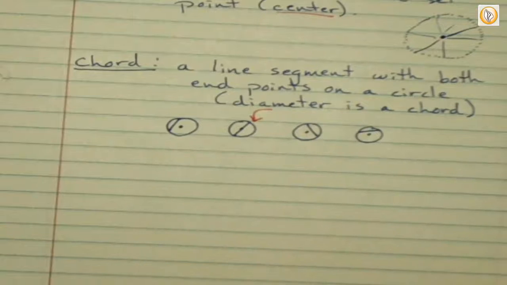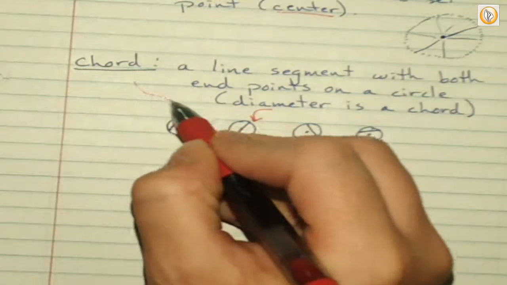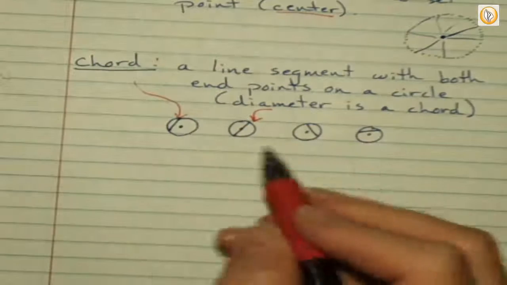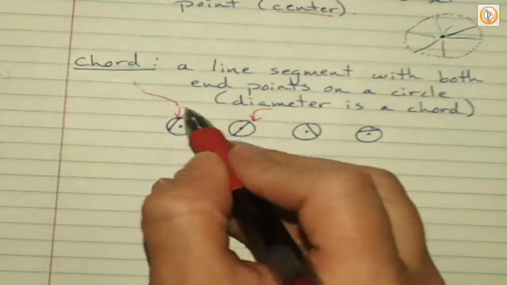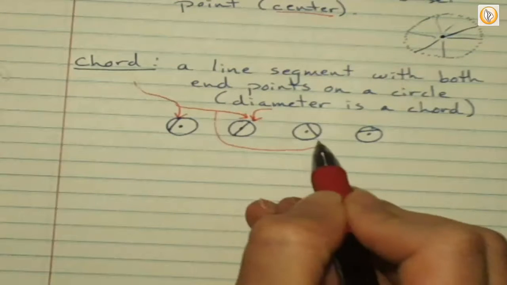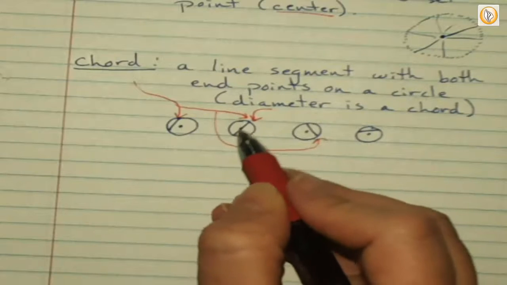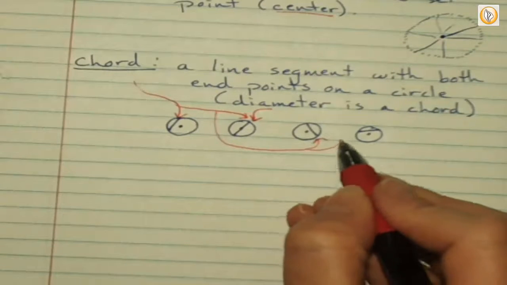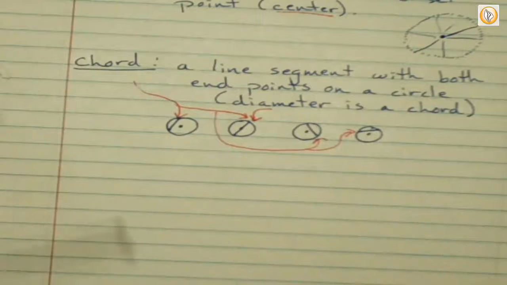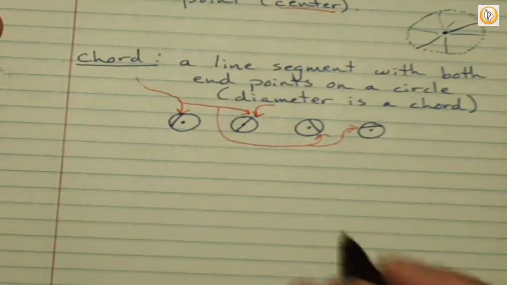All these are chords. Is the actual little line in the circle itself the chord or the whole thing? No. The chord is the actual line. Wait, then why is there an arrow from diameter? Because I just said a diameter is a chord. This is a diameter. Oh, so it's the same thing. Well, a diameter is a chord, but a chord isn't always a diameter.